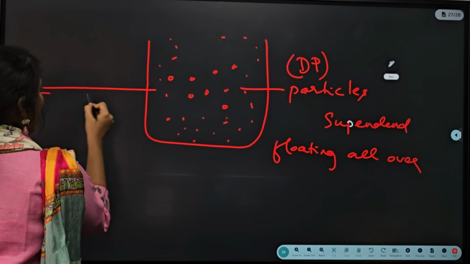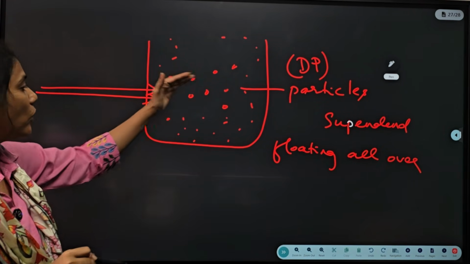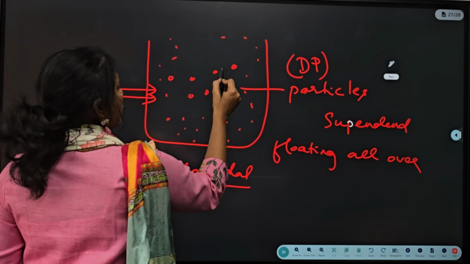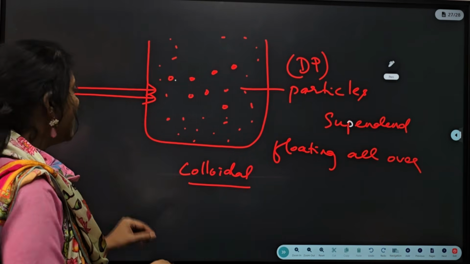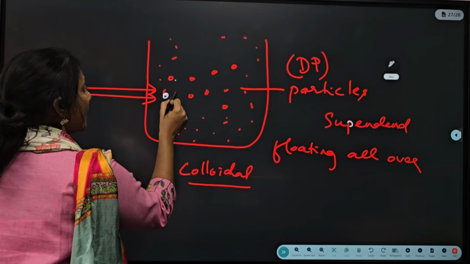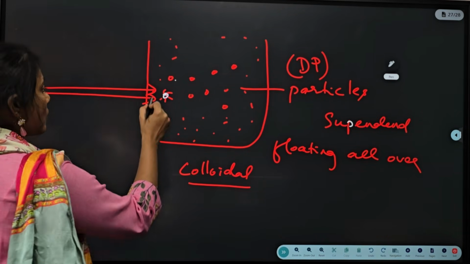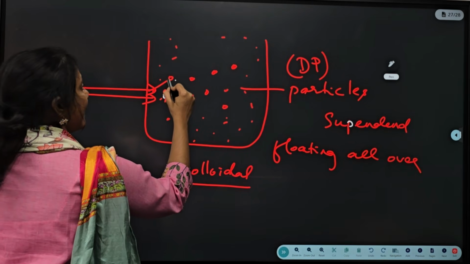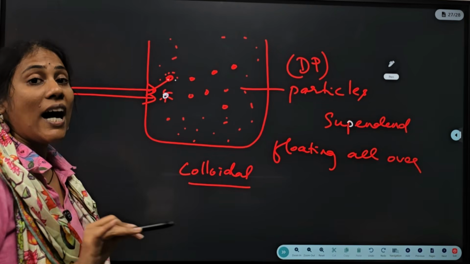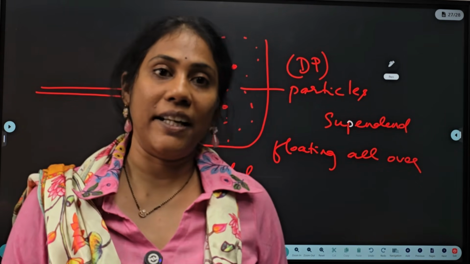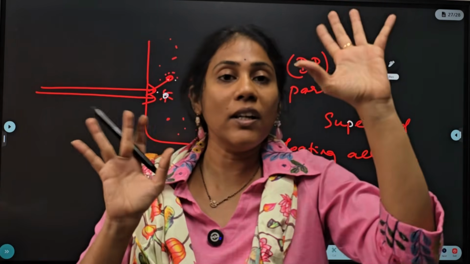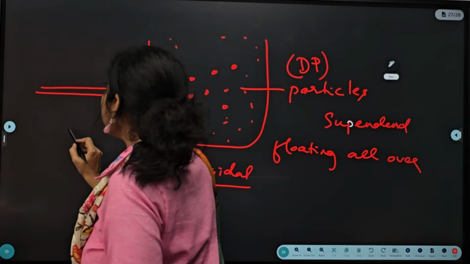Suppose you pass white light or any kind of light through a colloidal solution, where the dispersion phase particles are moving everywhere. The moment the light rays are passed, each and every DP particle will spread this light around it. Every time a light ray hits a particle, the particle spreads the light ray all around. That is what we call scattering of light. Every particle will spread the light all around, right? So this phenomenon is called the Tyndall effect.